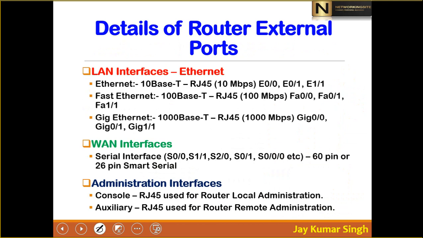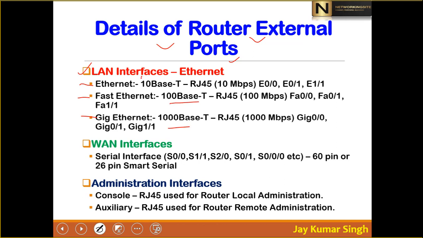So now, as I told you, the details of the router's external ports: we have already come to know that the router has a LAN port. In the LAN port we have three families: Ethernet, Fast Ethernet, Gigabit. Ethernet supports 10 Mbps, Fast Ethernet supports 100 Mbps, Gigabit 1000 Mbps.